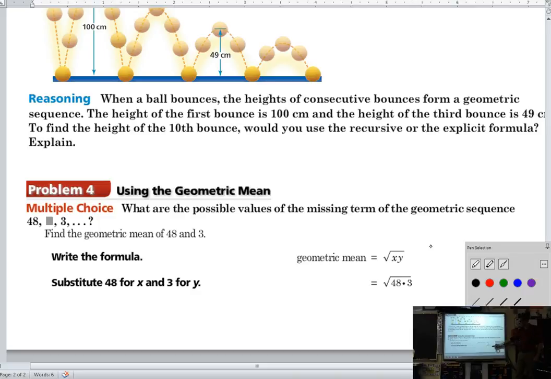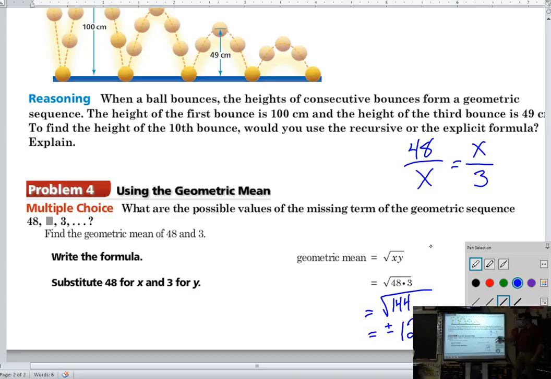So I just multiply my 48 and my 3 together, then I take the square root. Well, what's 48 times 3? 144. But didn't we do a different geometric mean last year? This would be like the thing where you set up the two fractions. Yeah, we did that. This is that. 12 would be your answer here.